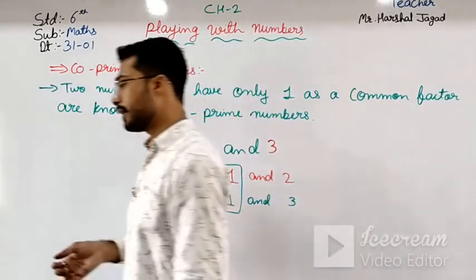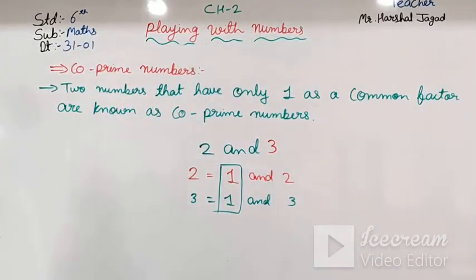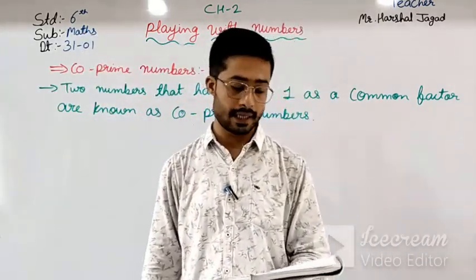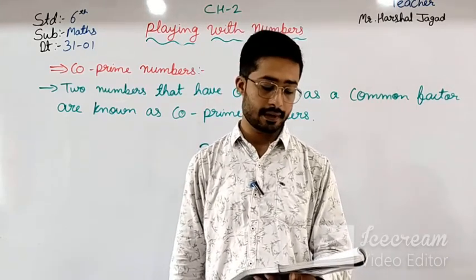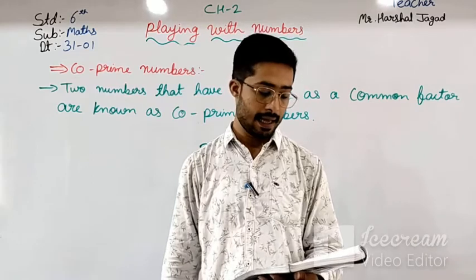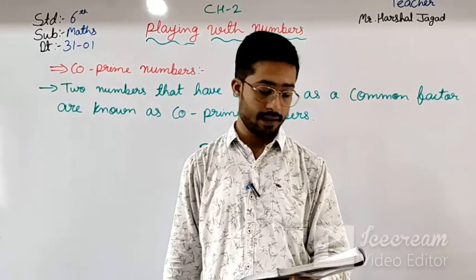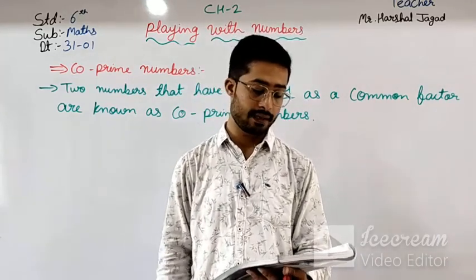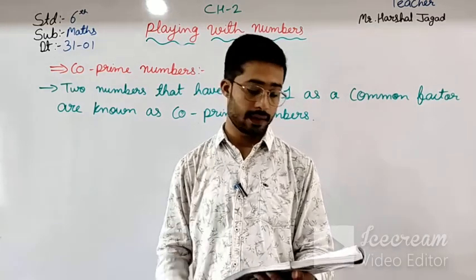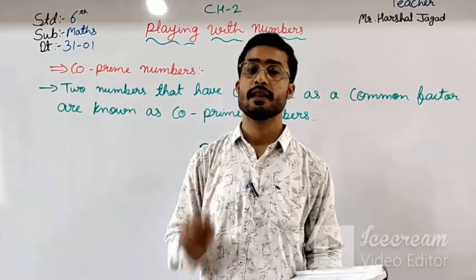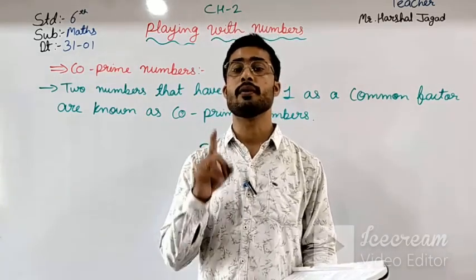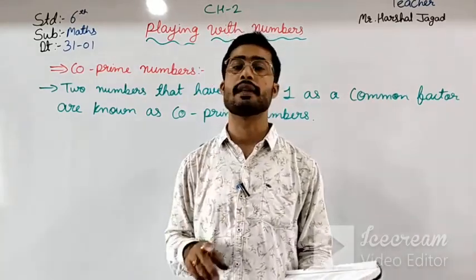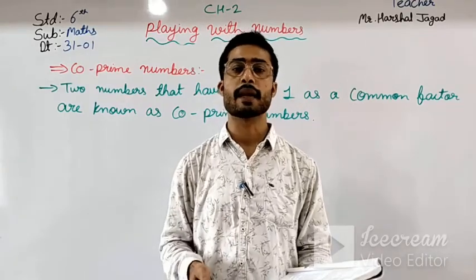Okay. Now, moving to the next, here it is given example number 13: are 35 and 39 co-prime numbers? So here you can see 35, the factors are 7 into 5 into 1, and 39 is 3 into 13 into 1. So both 35 and 39 are composite numbers. The only common factor between them is 1. Therefore 35 and 39 are co-prime numbers. Here the common factor should be only one, no other number should be common. Okay, so here 35 and 39 are co-prime numbers.